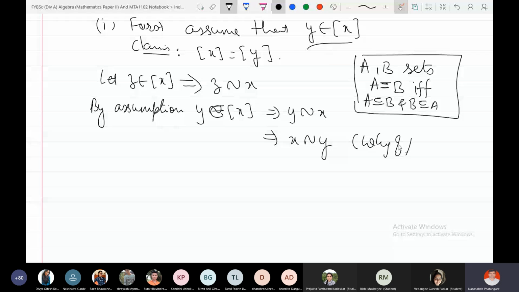So, what is the situation now? Thus, z is related to x and x is related to y. Therefore, what? What should I say now?